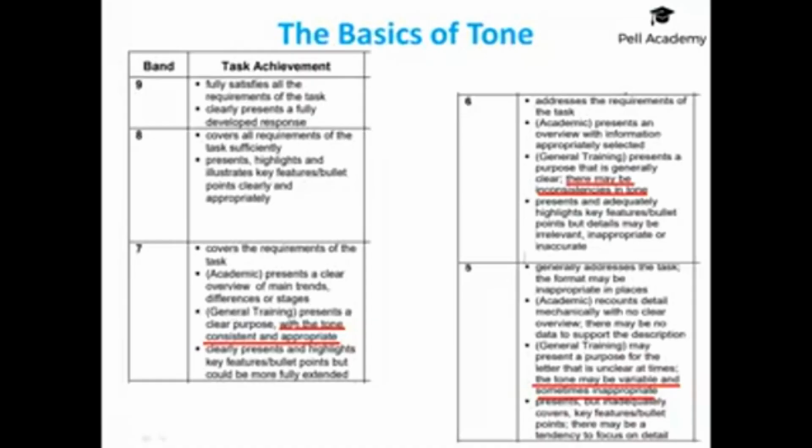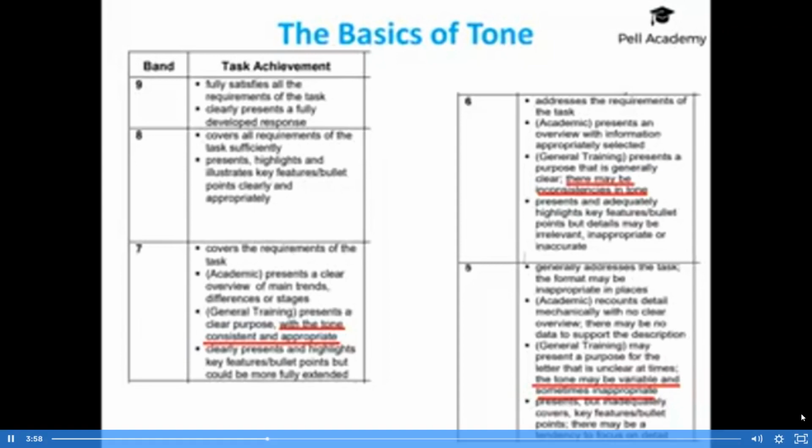And then in a band 7, the tone is consistent. So that would mean that you're writing a letter to a friend, the letter should be informal, and it's informal from the very start to the very end. Or on the other side, you're writing a letter to your boss, so it should be formal, and from the very start to the very end, it's all formal. So there'll be no informal phrases when it should be formal, or no formal phrases when it should be informal. So the whole way through it's consistent.